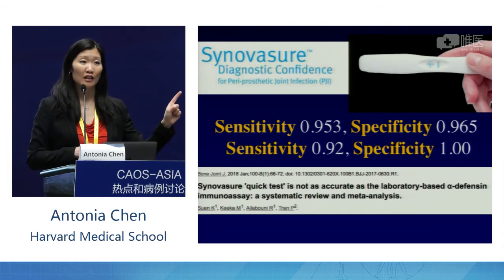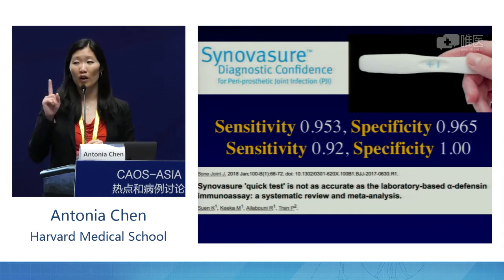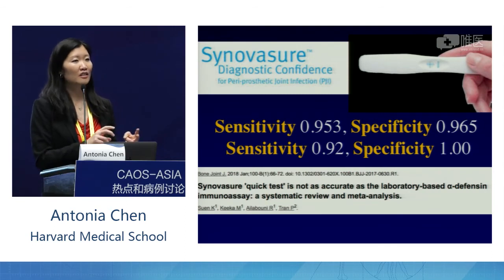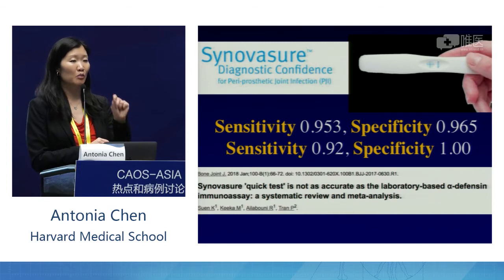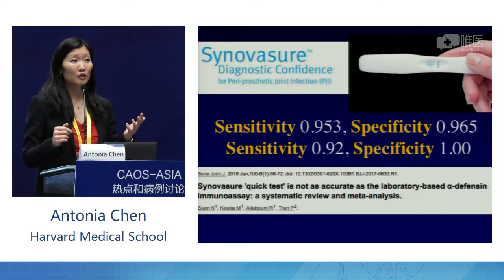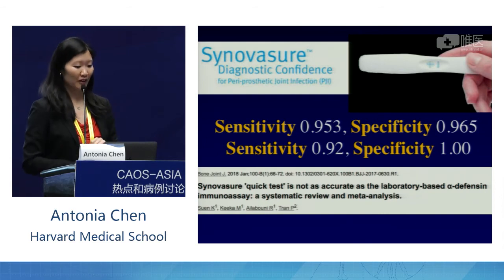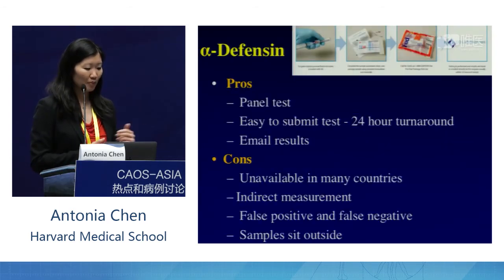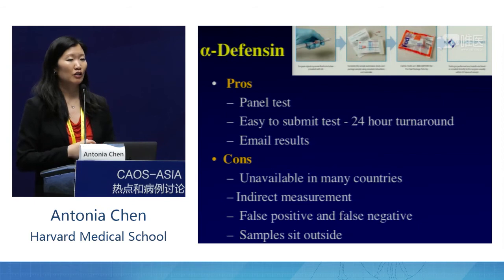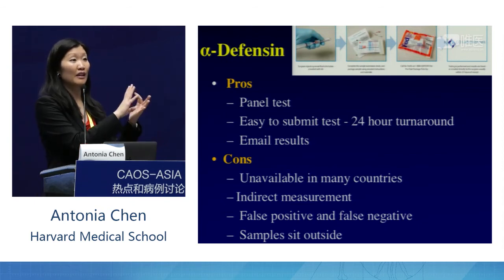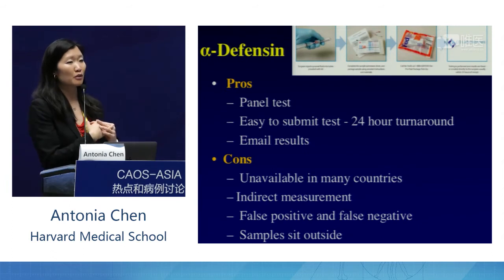The downside of this is you only get one test, just alpha defensin. It doesn't tell you culture, it doesn't tell you synovial fluid CRP, so only use this as a small part. In some states in the US, New York, you cannot use this, unfortunately. So again, just part of the process. The benefit is that it's a panel test. So in the US, when I send alpha defensin, I get culture, I get fluid count, I get everything together, and it emails me the results.